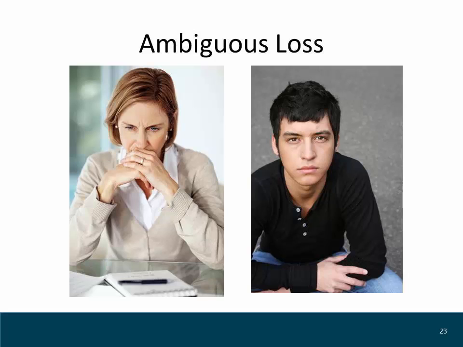The second type of ambiguous loss is when a person is physically present but psychologically unavailable. Examples of this type of ambiguous loss might be if a loved one is unable to be responsive because of drug or substance addiction or due to mental illness.